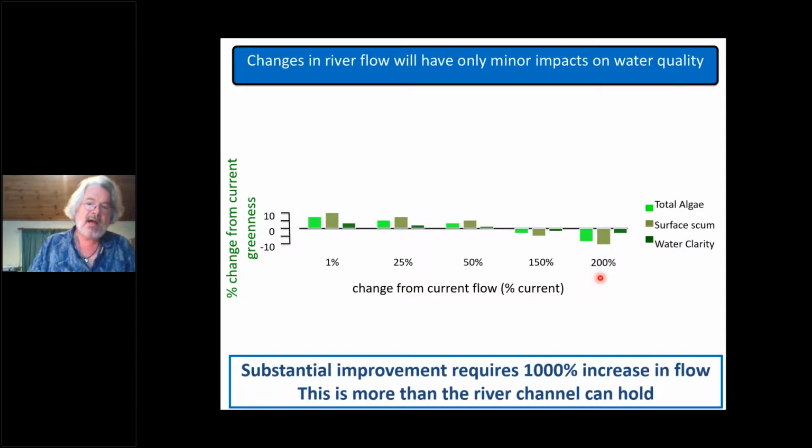The thing that was surprising to us is that there's almost no effect of water flow through the Qu'Appelle system. You get maybe a 5 or 10% change in the total amount of algae or the surface scum, with nearly a 200% change in flow, either down or up. And to have substantial dilution of the system, you need to put 10 times more water through the creek than currently goes through. And that's more than the river channel can actually hold. So that is not an option.